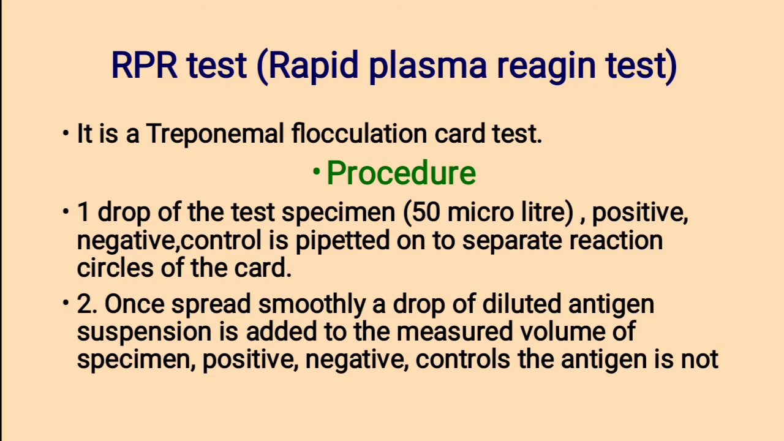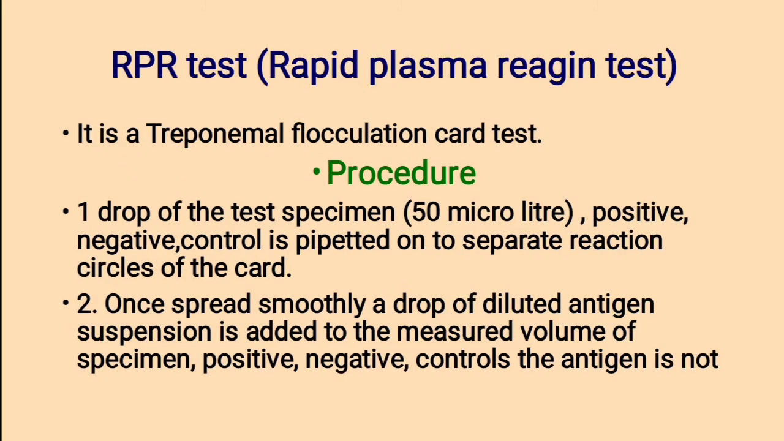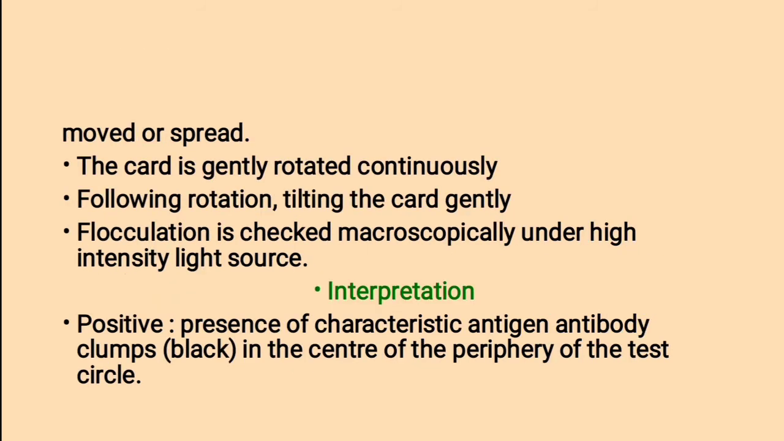Once spread smoothly, a drop of diluted antigen suspension is added to the measured volume of specimen, positive and negative controls. The antigen is not moved or spread. What is the next step? Spread smoothly. A drop of diluted antigen suspension is added to the measured volume of specimen, but for the positive and negative controls, the antigen is not spread.